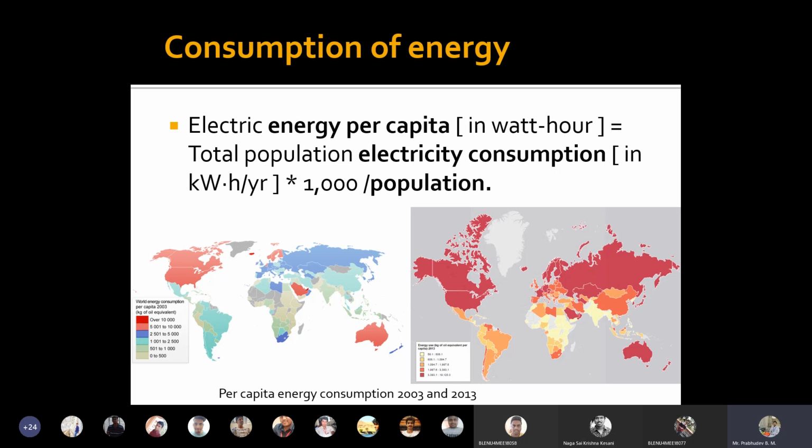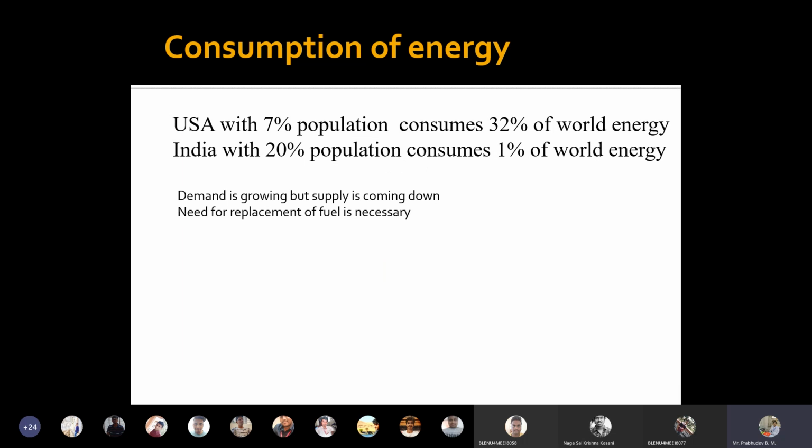much power they're consuming. See, USA, which has only 7% of the population, is consuming 32% of the world energy, which is actually not so good. But still, they show that they are prosperous. That's not so good actually. And then in India, they have 20% of the world population, and they're consuming only 1% of the world energy. You just compare how developing countries and developed countries are making a difference in consuming power, right?